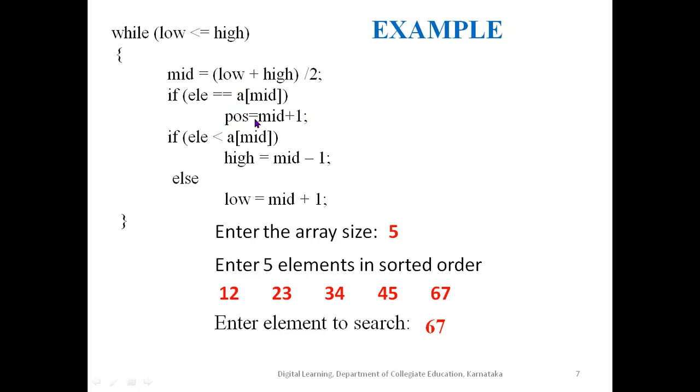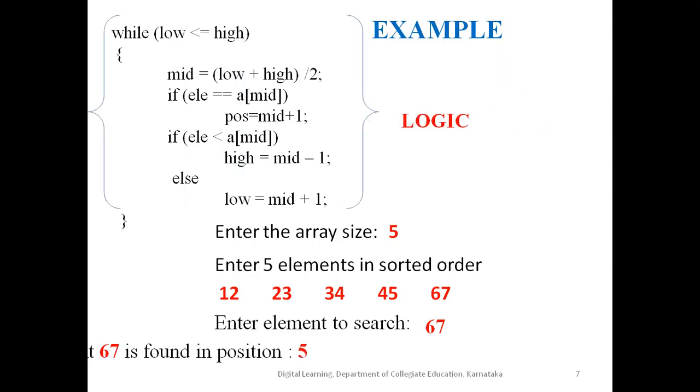So now the control comes out of the while loop and we have the output statement. In the output statement, if pos is equal to minus 1, it would have printed that the element is not present. But since pos has changed to 5, we print the output statement as element 67 is found in position 5.